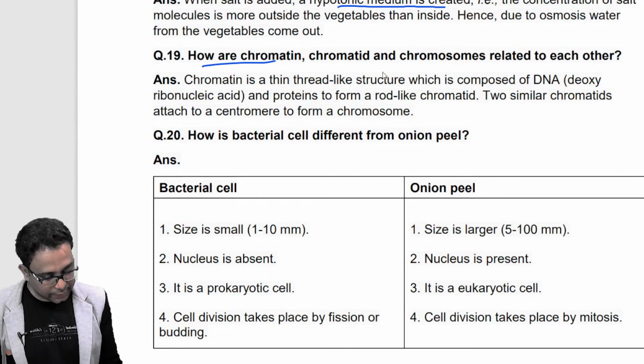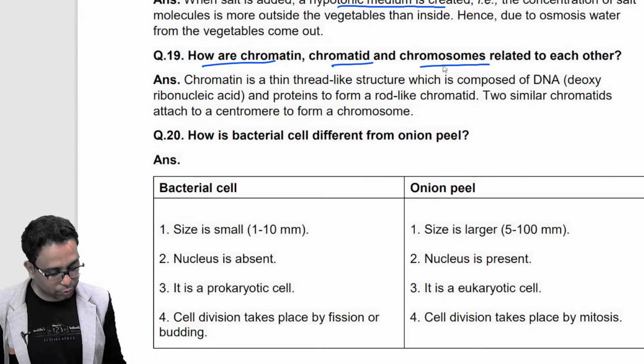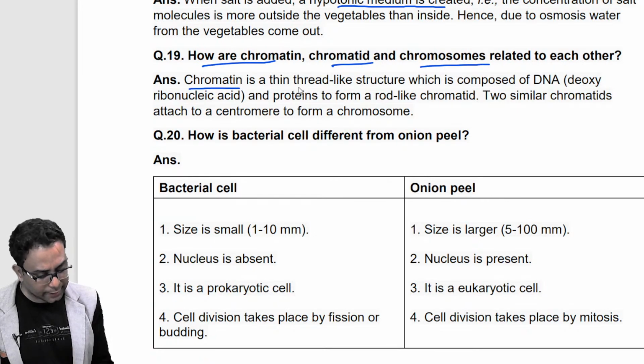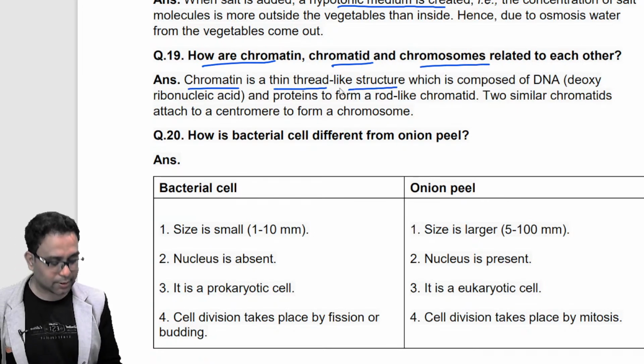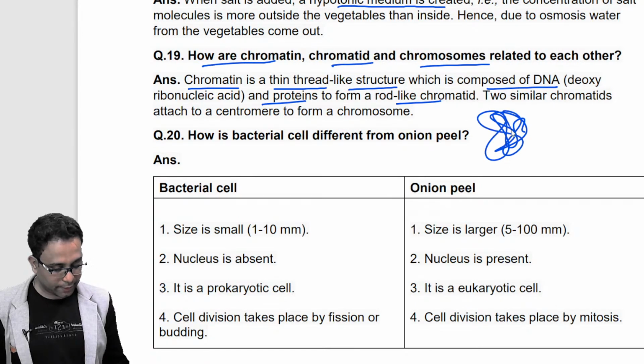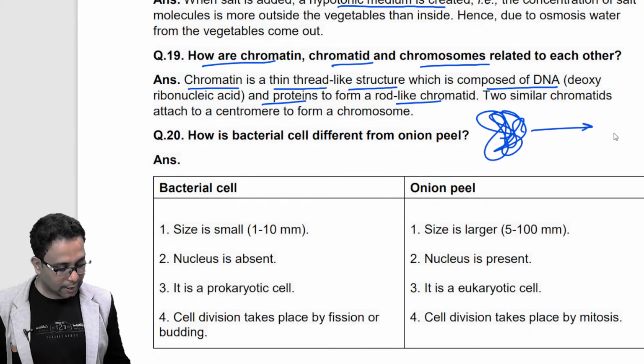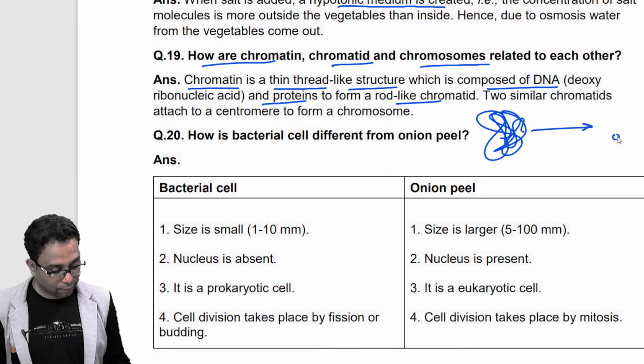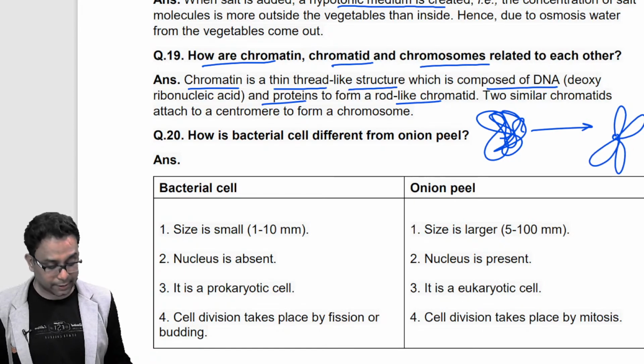What are chromatin, chromatid and chromosome? Chromatin is the thin thread-like structure which is composed of DNA and protein. This is the chromatin material, right? And when they are condensed and form this rod-like structure, it is called the chromatid, and this one is the chromosome.